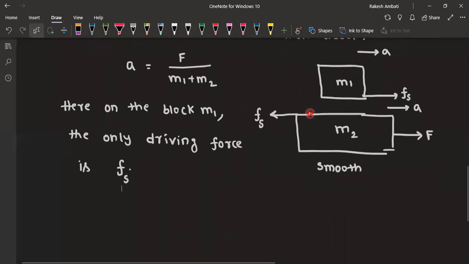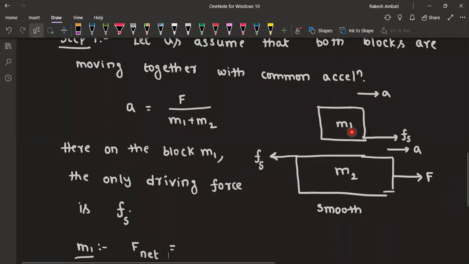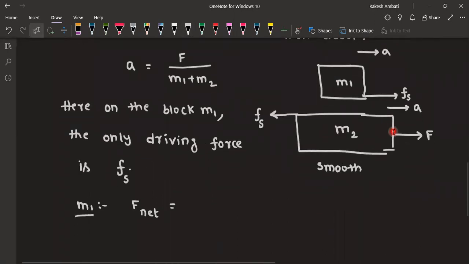So in the case of M1, what is the dynamic equation? On M1, how many forces are acting? Only Fs. Therefore, the resultant force equals mass times acceleration. Mass is M1, the block we are taking, times acceleration, equal to Fs.